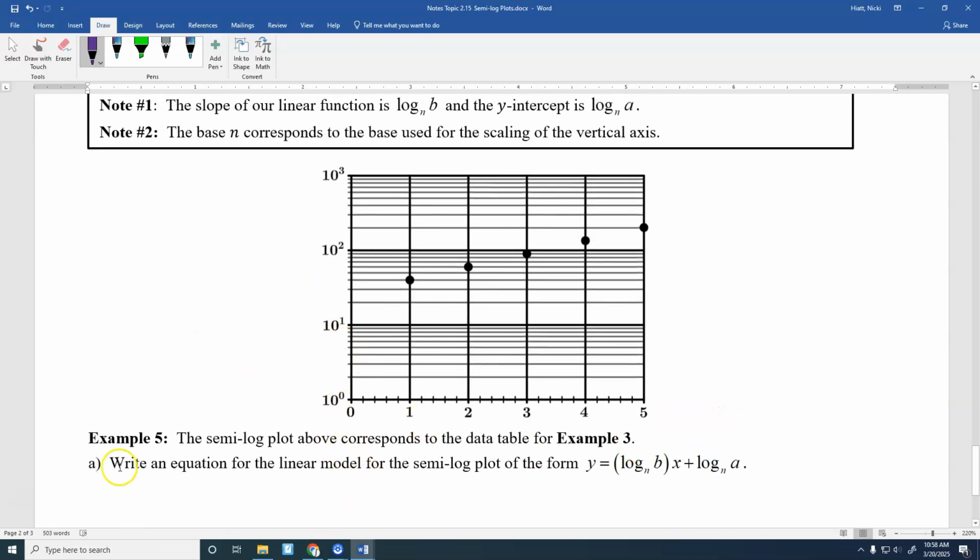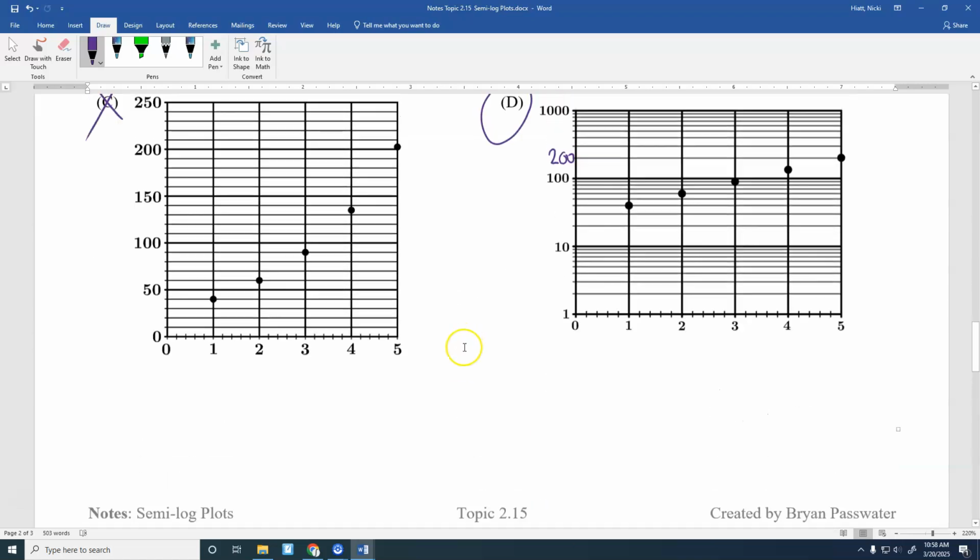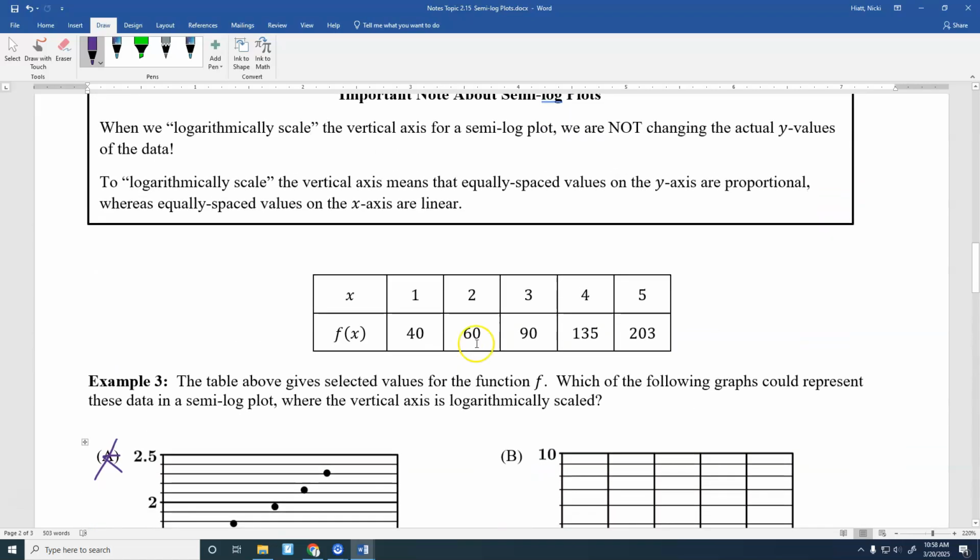So the semi-log plot above corresponds to the data table for example 3. Write an equation for the linear model for the semi-log plot in the form y equals log base n of b plus log base n of a. So we're looking back to example 3, which was this.